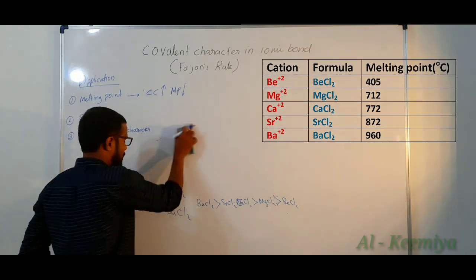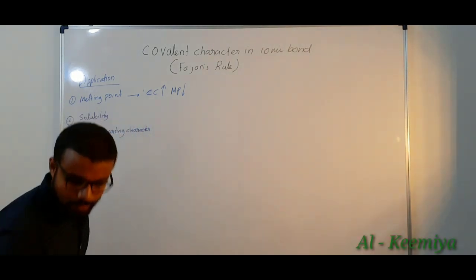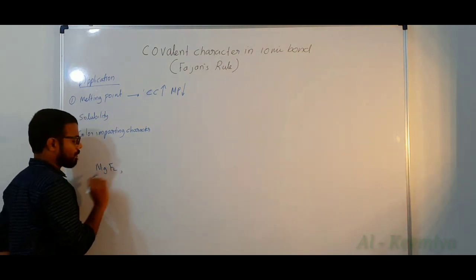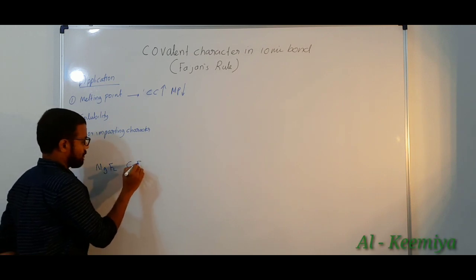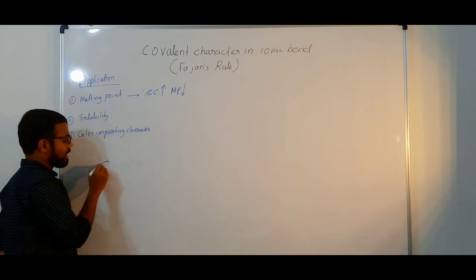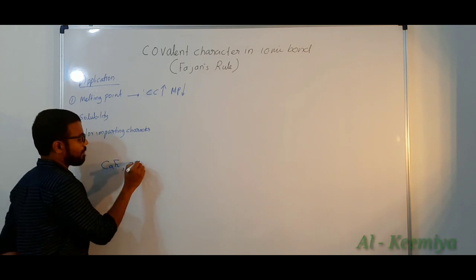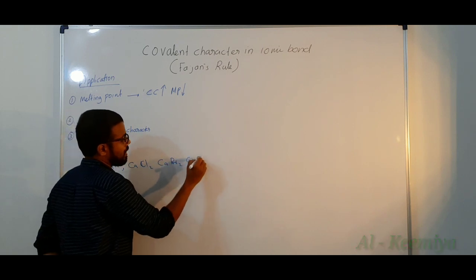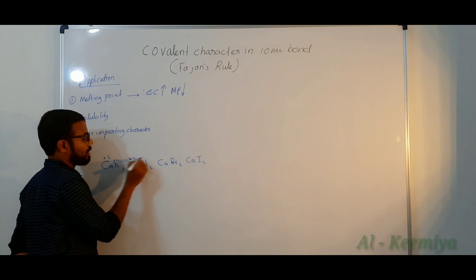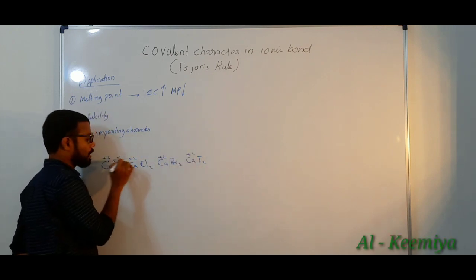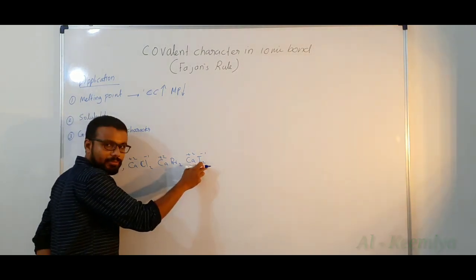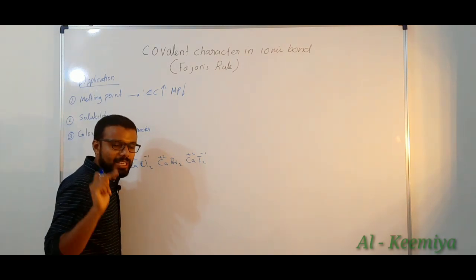Next, another example. Listen. MgF2, CaF2, CaCl2, CaBr2, CaI2. See, all are calcium, so the cation is the same. Check the anion. Fluorine minus, chlorine minus, iodine minus. Size of anion increases. Iodine is higher. Higher the size of anion, higher will be the polarizability, higher will be the covalent character.